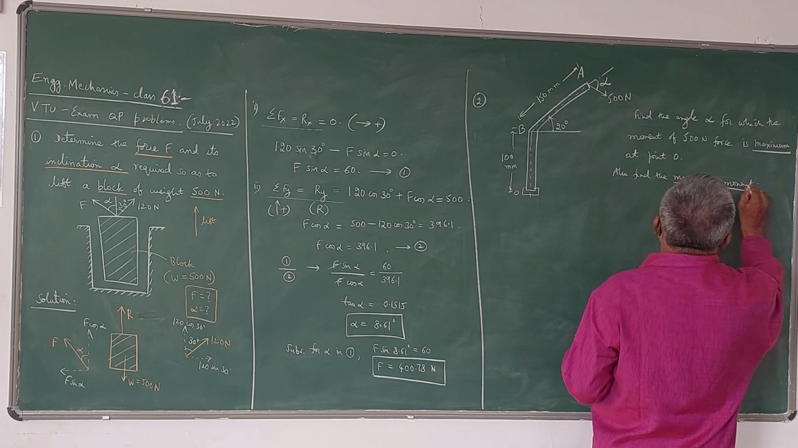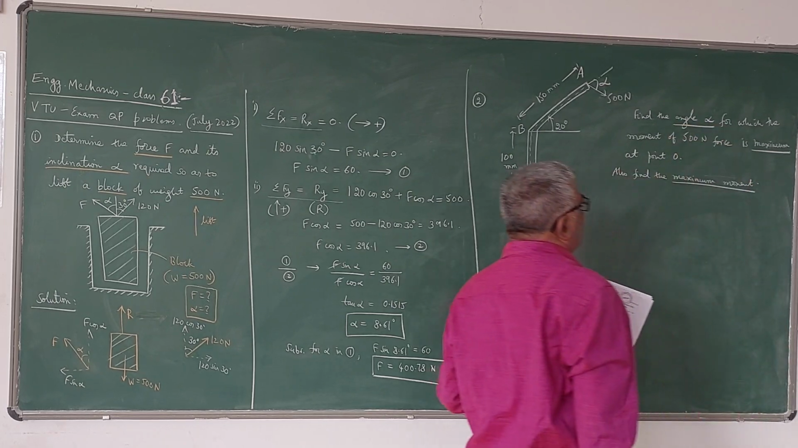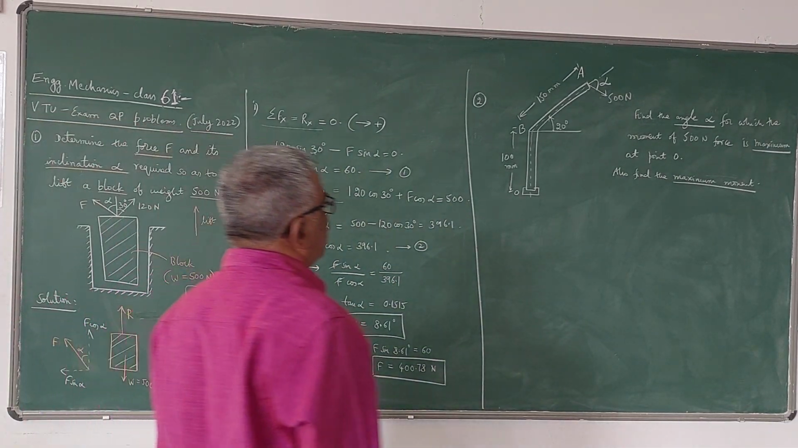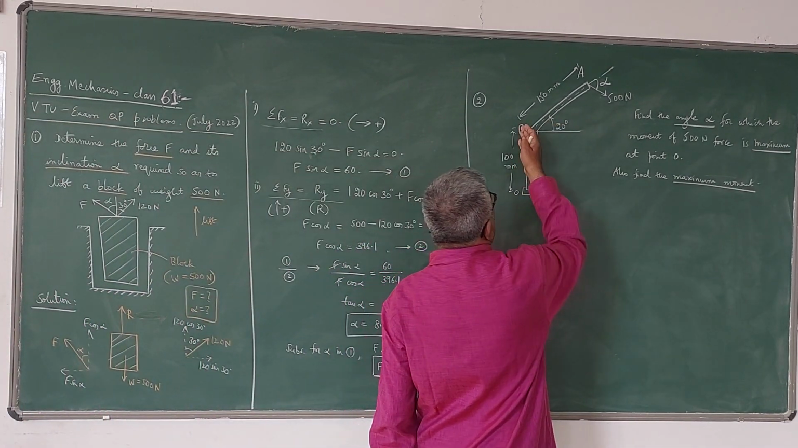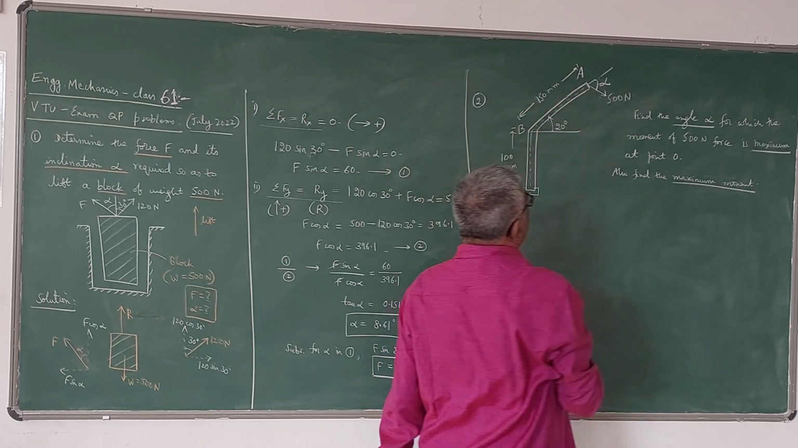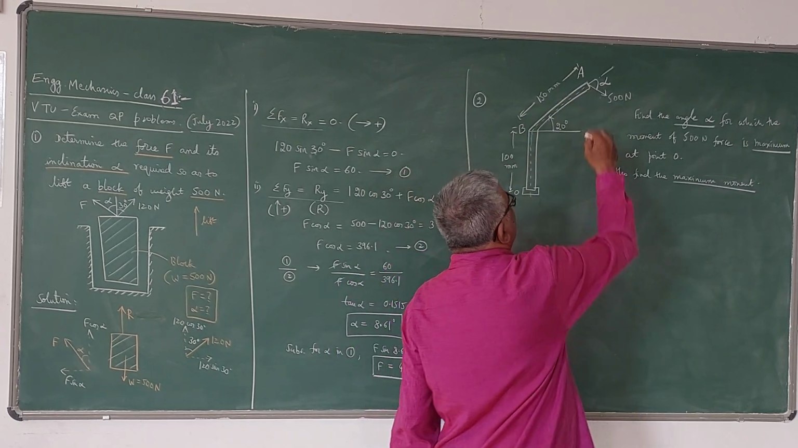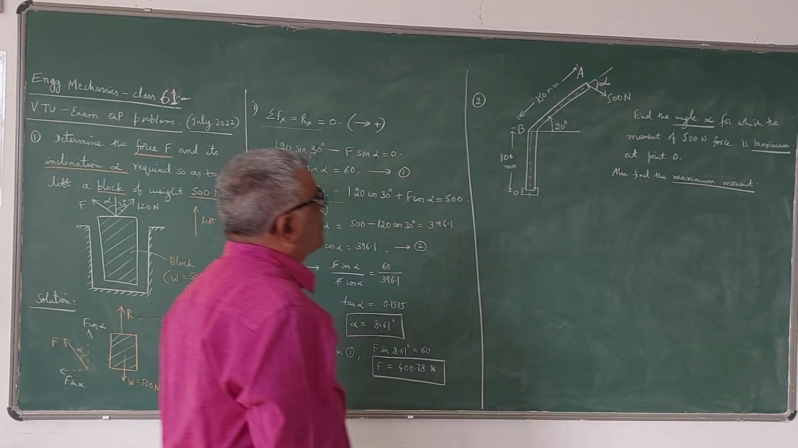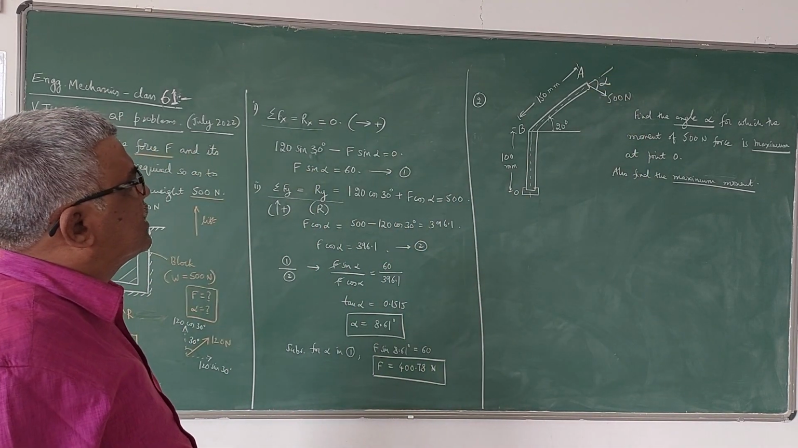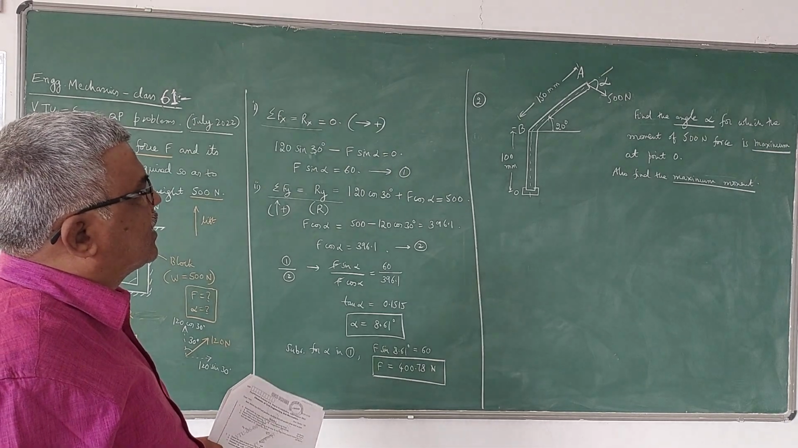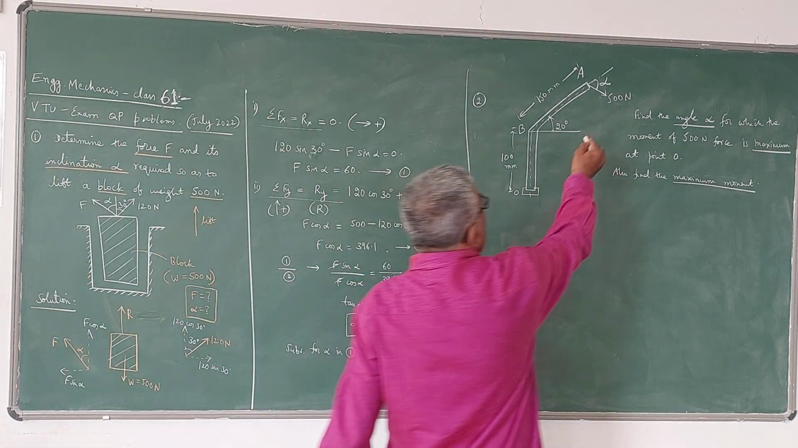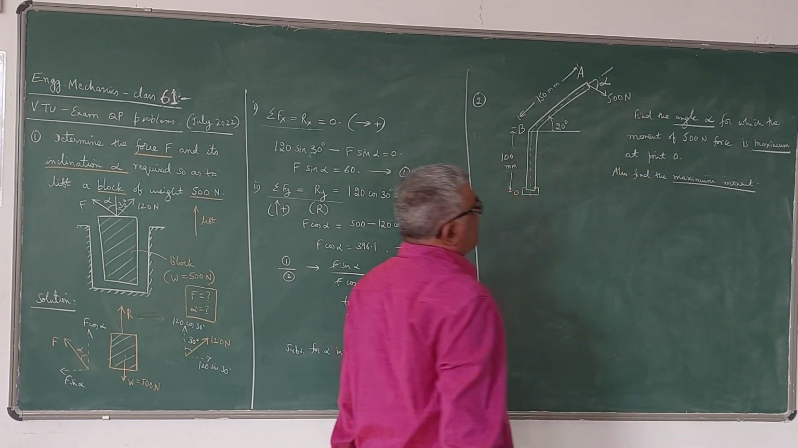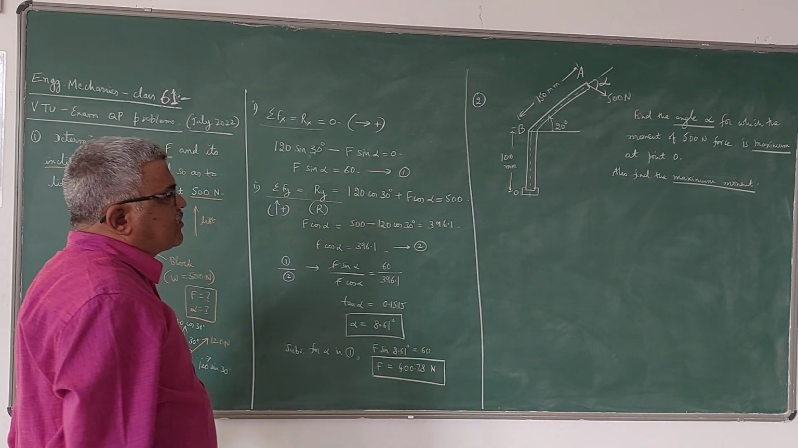So it's of course a different type of problem. You can see here, this is a bent up bar. OB is 100 mm, BA is 150 mm. A force of 500 Newton is acting at A, and the angle is not known. We have to find the angle alpha so that the moment due to this 500 Newton force about the point O should be maximum.